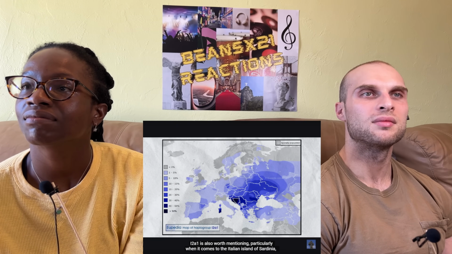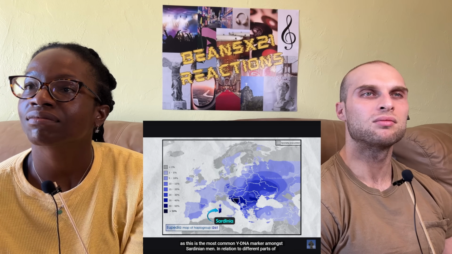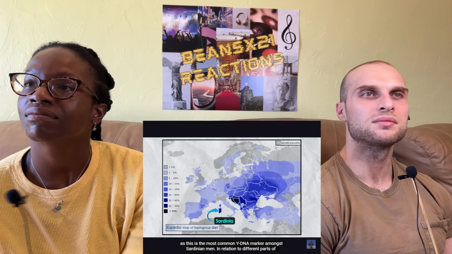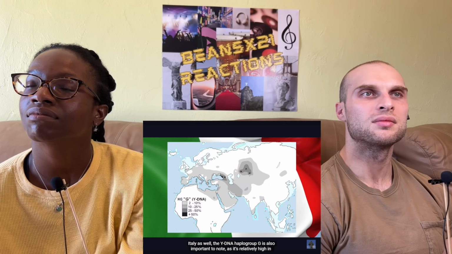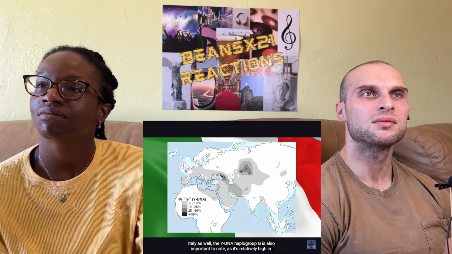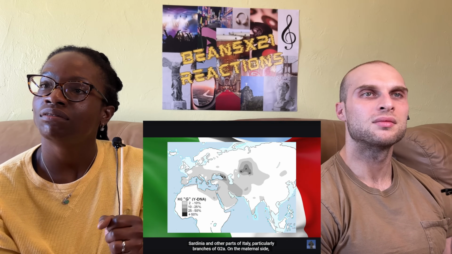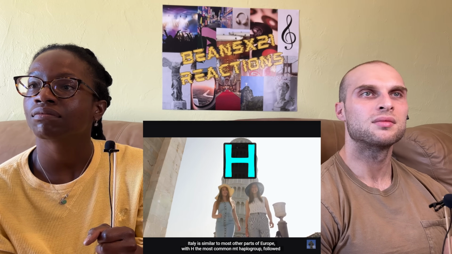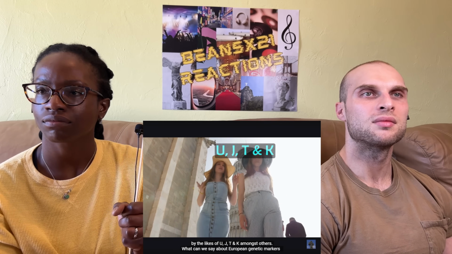I2a1 is also worth mentioning, particularly when it comes to the Italian island of Sardinia, as this is the most common Y-DNA marker among Sardinian men. In relation to different parts of Italy as well, the Y-DNA haplogroup G is also important to note, as it's relatively high in Sardinia and other parts of Italy, particularly branches of G2a. On the maternal side, Italy is similar to most other parts of Europe, with H the most common mitochondrial haplogroup, followed by the likes of U, J, T, and K, amongst others.